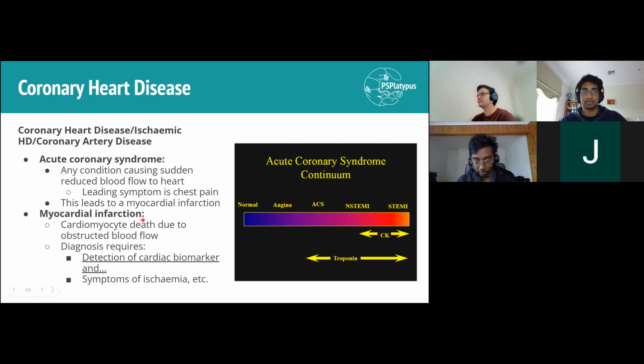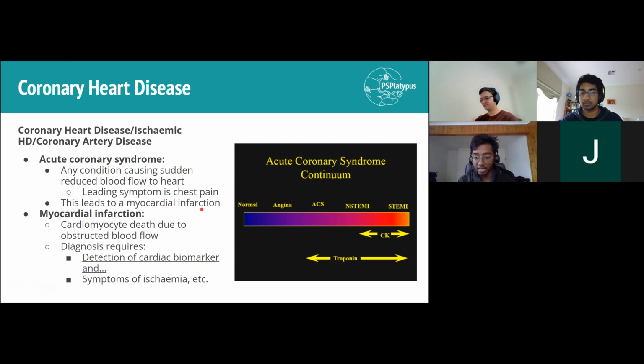Diagnosis of a myocardial infarction very specifically requires detection of cardiac biomarkers as one of the key things, because when these cardiac biomarkers are released, that is indicative of death of these cells. So you kind of need this to diagnose an MI. And also, obviously, symptoms of ischemia, for example, chest pain, like we briefly mentioned.